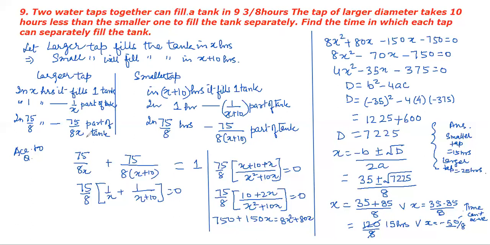So that means the work done by this plus the work done by this. If I add the two, one full tank will be filled. So here I will write, this is equal to one full tank. Okay, so this is equal to 1.